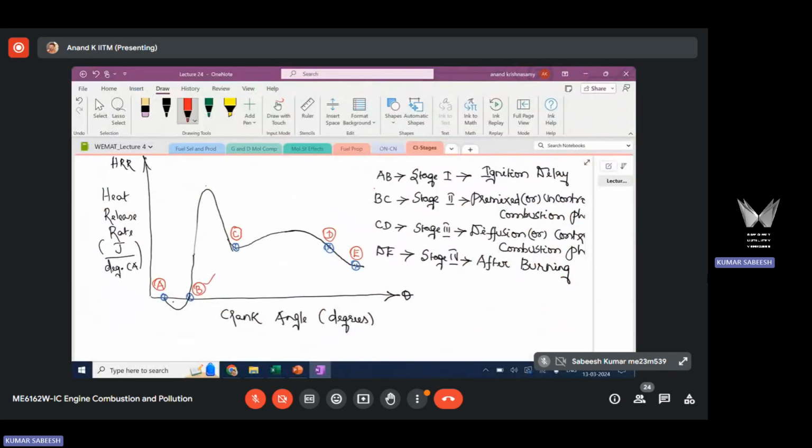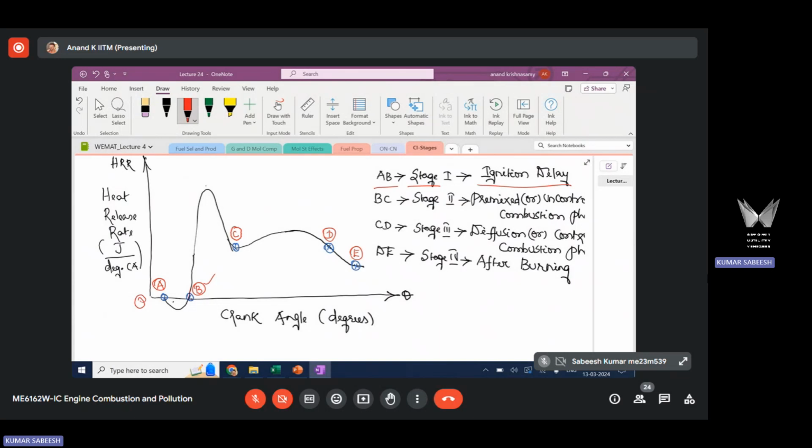AB is stage 1. Stage 1 is the ignition delay time. Zero crossover point means this is zero heat release, right? This is zero heat release. B is where the zero is being crossed and you are having a positive heat release. So this positive heat release is primarily because of the combustion event. Did you get what I'm saying?